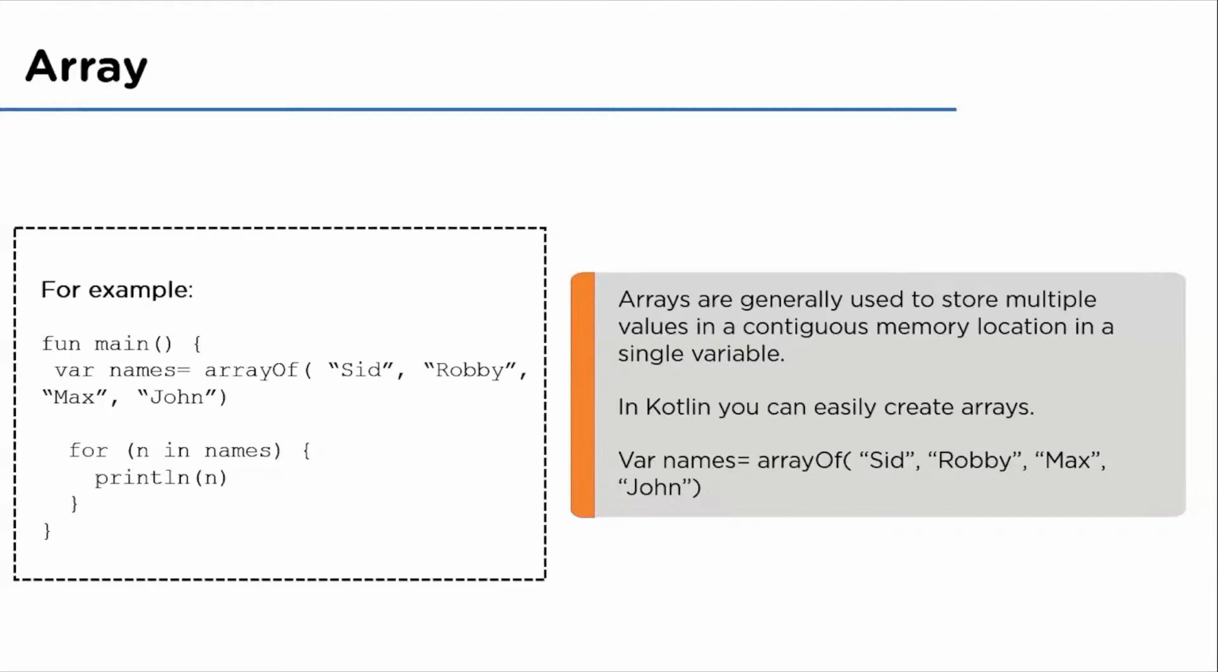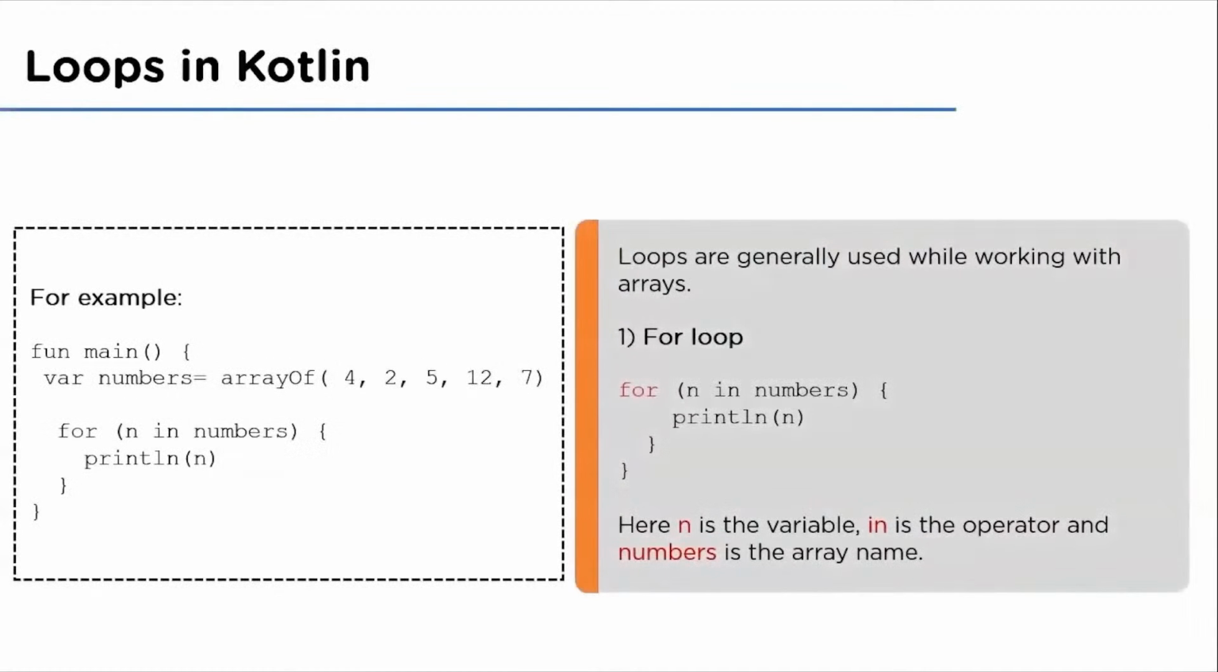Now, as we have understood about arrays, let's understand about loops. Loops are used to iterate through the different parts of a program, for example, arrays and ranges, several times. It is a set of instructions which keeps on repeating until a certain condition is met. It is generally used while working with arrays.